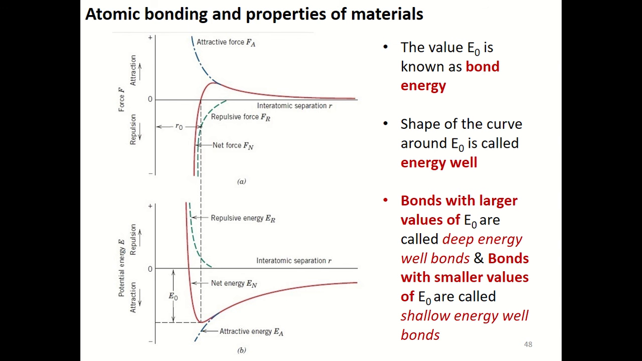It depends upon the type of material you choose, so the energy well values can change. In some materials, the minimum value of energy required is different from other materials. Some materials have deep energy well bonds, some other materials have shallow energy well bonds. Bond force, bond energy and bond length have a lot of influence on the material properties.